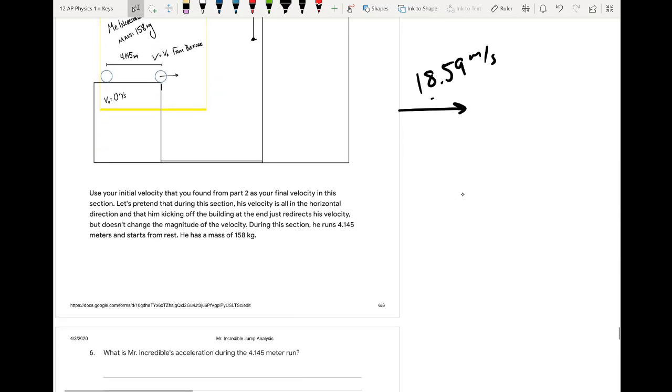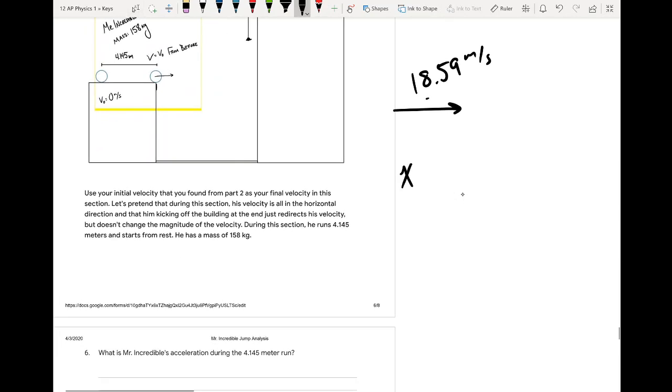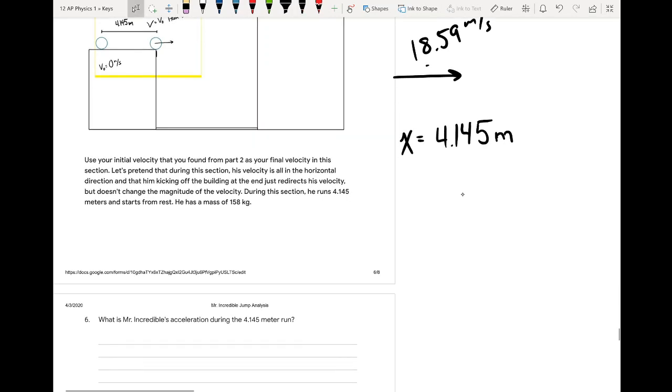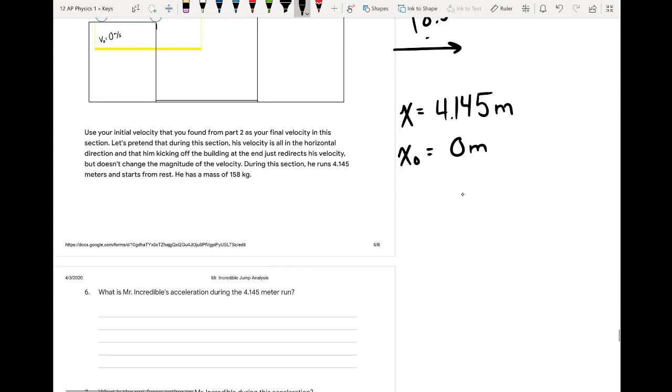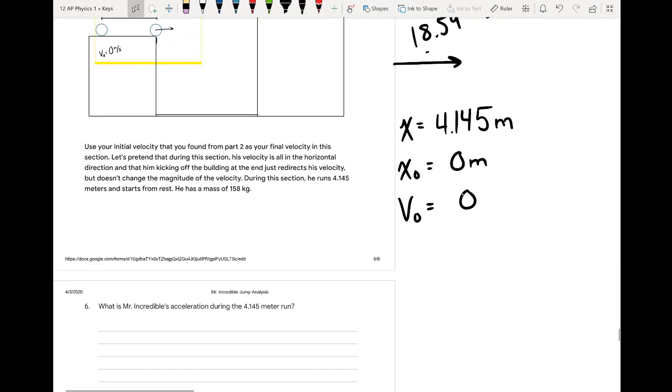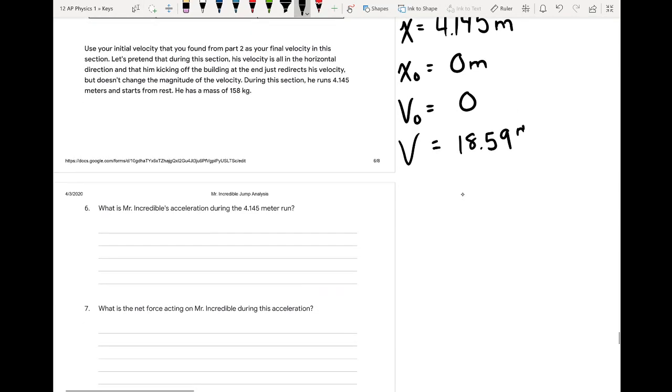I'm going to just list out what I know. I know that he travels a distance of 4.145 meters. I can say that his initial position is 0 meters. His initial velocity is equal to 0 meters per second. His final velocity is 18.59 meters per second. And I want to know his acceleration.